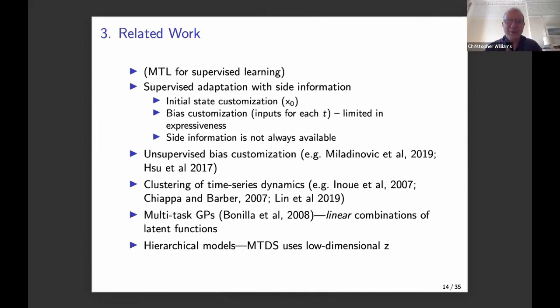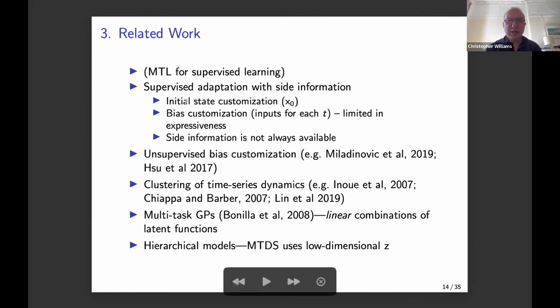Okay, so what's the related work on multitask learning? There's a whole bunch of multitask learning for supervised learning. That's perhaps a very familiar place and sort of relevant, but we're really interested here in time series. Sometimes, if we have side information about these different tasks, we can do supervised adaptation. We can have some sort of task descriptor, and we can do this through initial state customization, or often bias customization. We talked in general about how parts of that dynamical system can be changed with respect to Z or some task descriptor, and a more limited way of doing that is just to update those biases in the models. We're going to contrast full adaptation with bias customization.